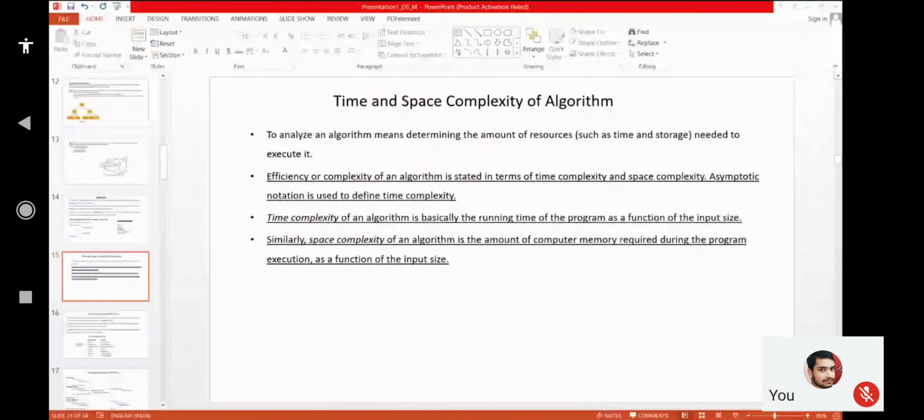That means for sorting we have to use either merge sort or quick sort rather than bubble and selection sort, because the time complexity of bubble sort is order of n square. The time complexity of selection sort is order of n square, but the time complexity of quick sort and merge sort as well as heap sort is order of n log n. Clear?